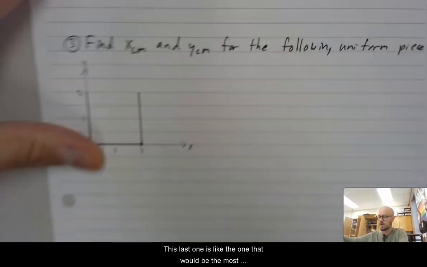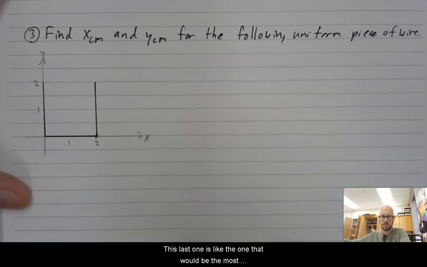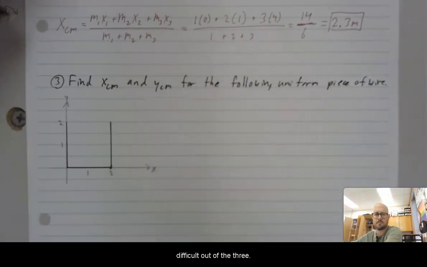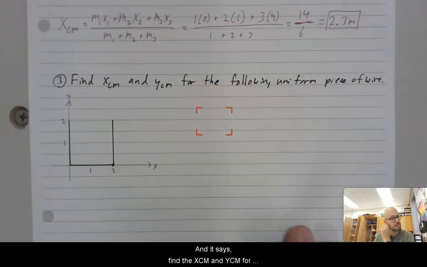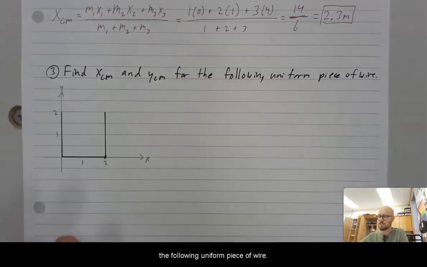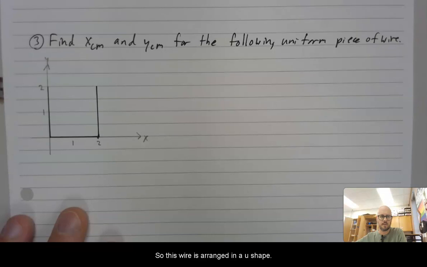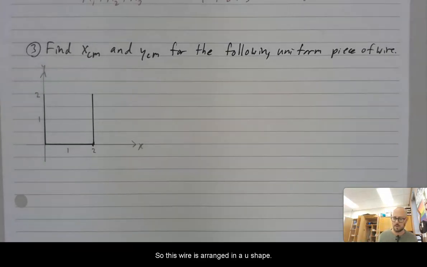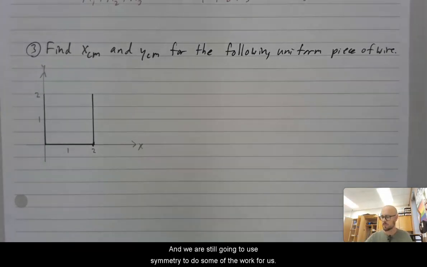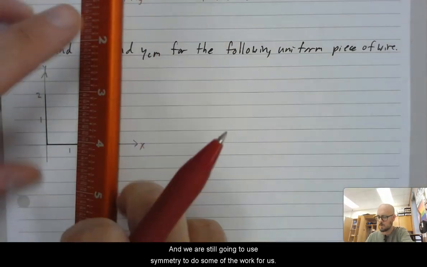Okay. This last one is the one that would be the most difficult out of the three, and it says find the XCM and YCM for the following uniform piece of wire. So this wire is arranged in a U shape, and we are still going to use symmetry to do some of the work for us.